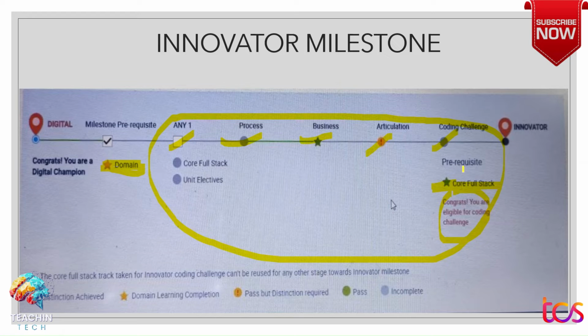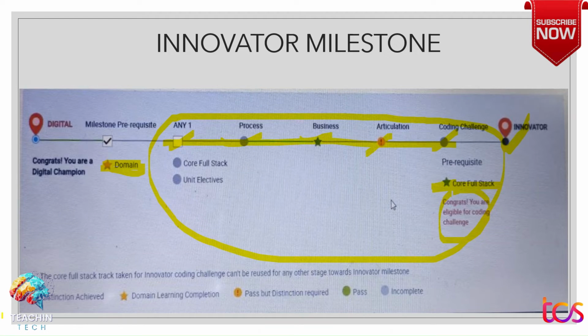Pass or distinction. Even if you get pass, they will ask you to write the coding challenge. This is only the prerequisite for the coding challenge. When you write the coding challenge, you should get a distinction. Then only this whole process will get finished, and you will be eligible for the innovator milestone. So this is what the complete journey is.